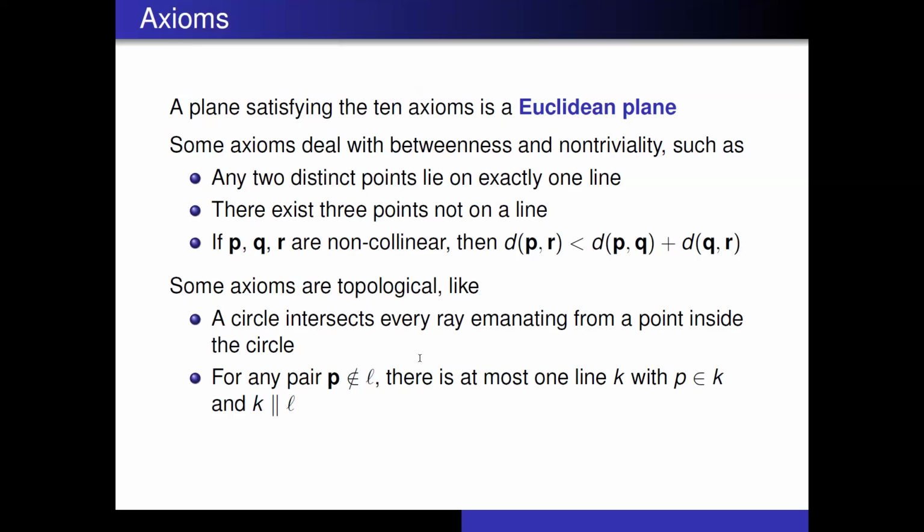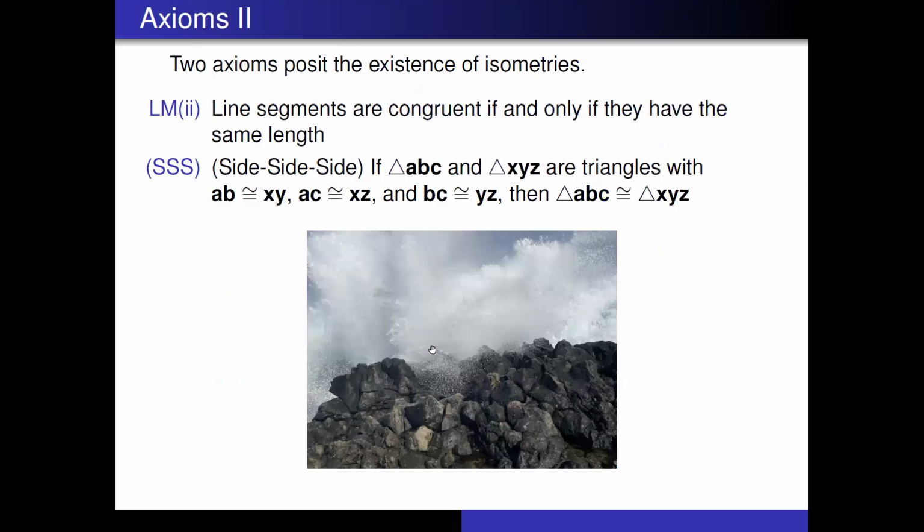And then there's the famous parallel postulate that if you take a point that's not on a line, then there's exactly one line through that point parallel to the given line. Okay? You can actually assume there's at most one. Okay. And then there are 2 axioms that are different from the rest.